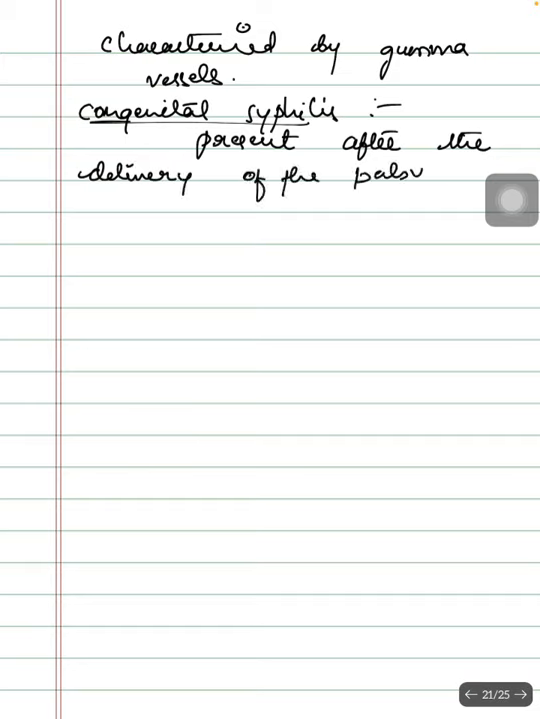Next one is congenital syphilis. Here the patient presents after the tertiary stage. Congenital means it is hereditary, acquired at delivery of the baby. After delivery of the baby from the affected mother, it is transmitted to the baby.